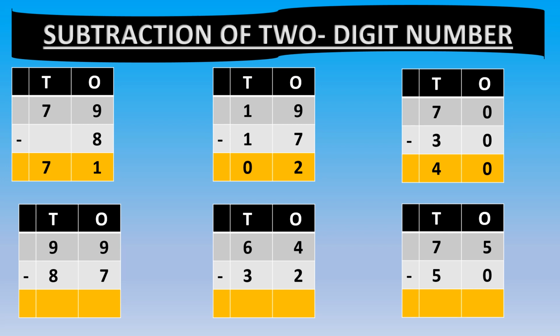9 minus 8 equals 1. At the 10's place, 7 is written there. Nothing is to subtract. That means 7 itself will come as the answer. Next, 9 minus 7 equals 2. 1 minus 1 equals 0.